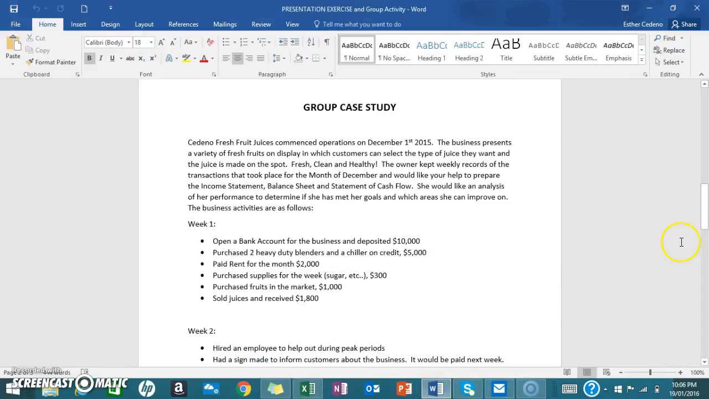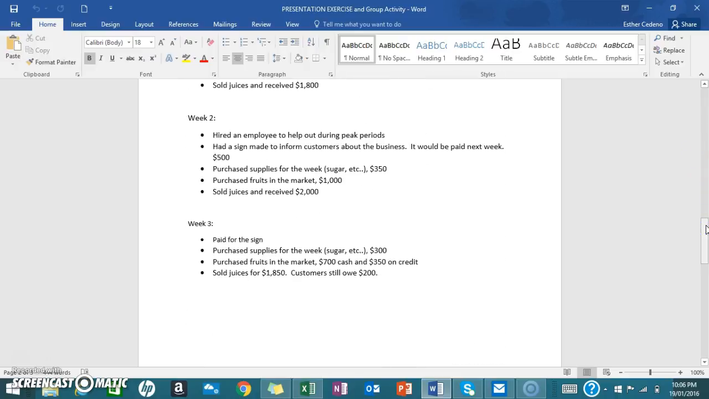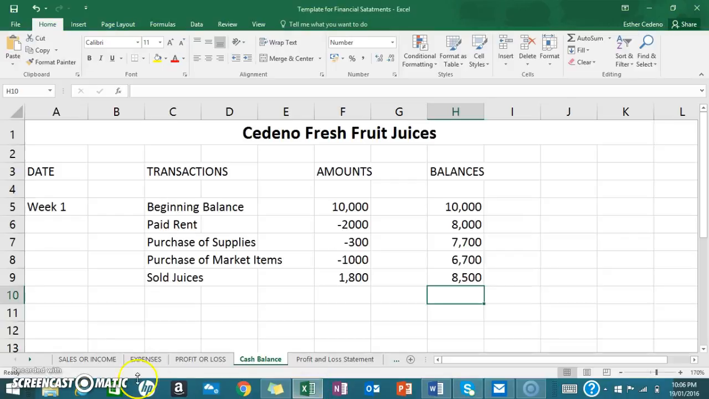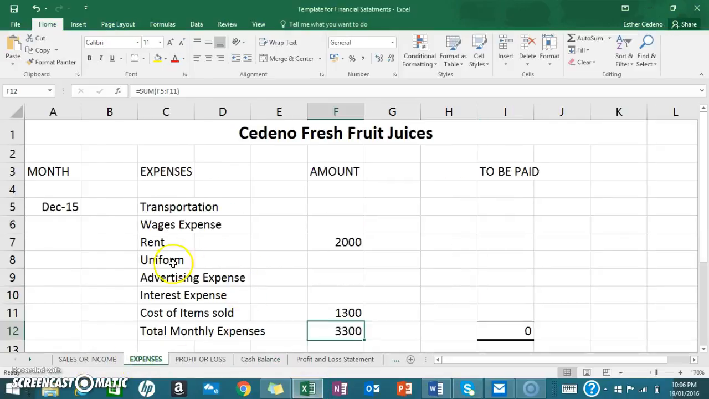Here they hired an employee to help out during peak periods. Now that's not actually a transaction. So we're going to move on to the second part, which say they had a sign made to inform customers about the business, but they're not going to pay until next week, 500. So the fact that they had the sign made, that is part of the expense of doing business. So we go under expenses and advertising expense for 500. And since it was not paid at one time, it's still to be paid. We record it over there.